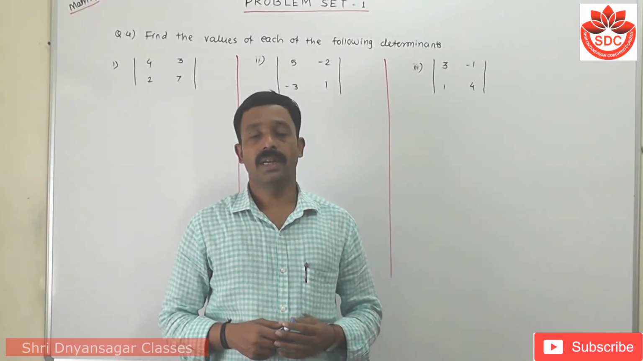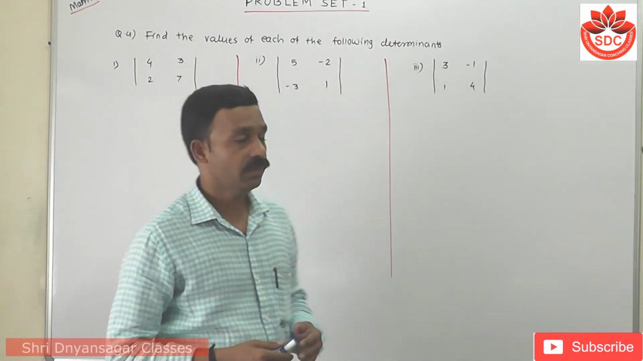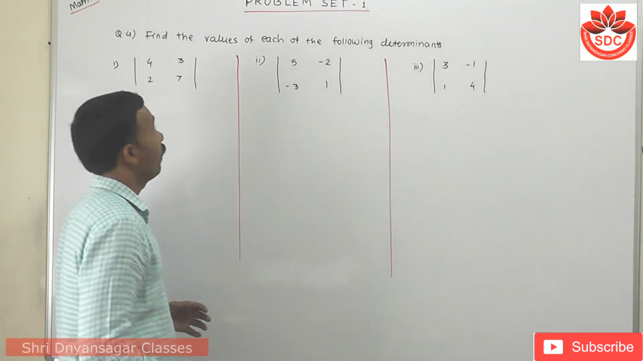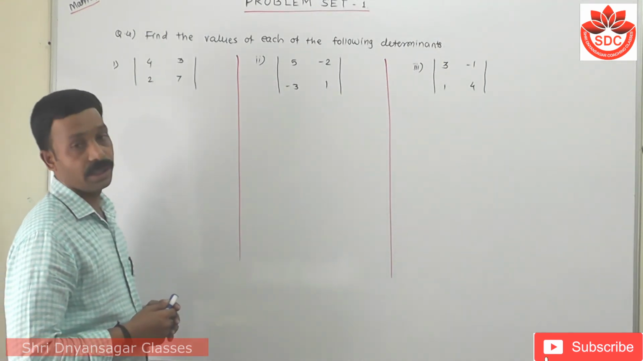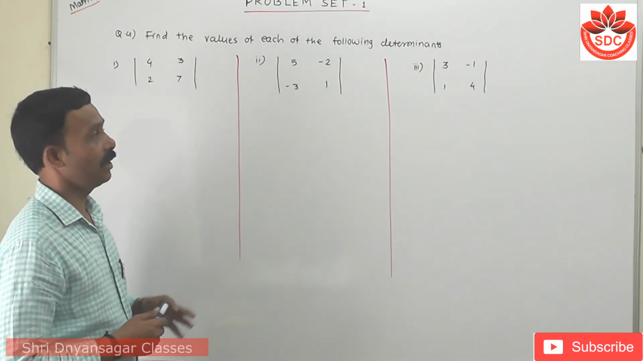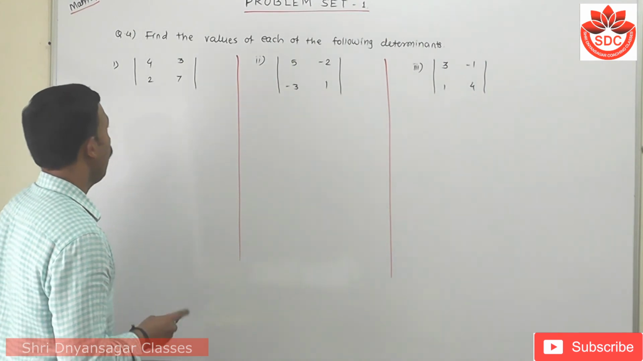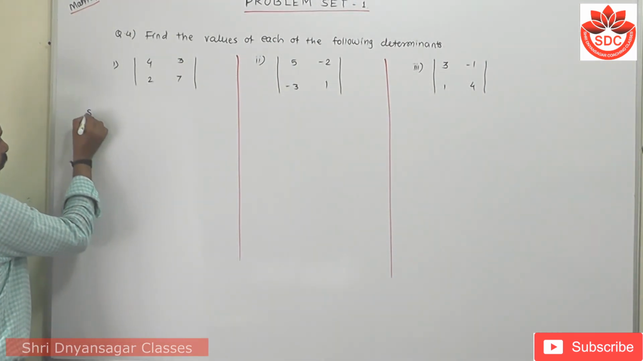Okay, let's discuss question number 4. Now question 4 is, find the values of each of the following determinants. म्हणजे इथे तीन सब क्वेश्चन दिले, याची किंमत आपल्याला काढायची. सिंपल क्वेश्चन आहे, एक मार्कच क्वेश्चन आहे. Now how to find out the solution of it?